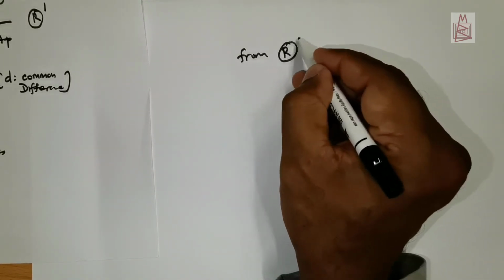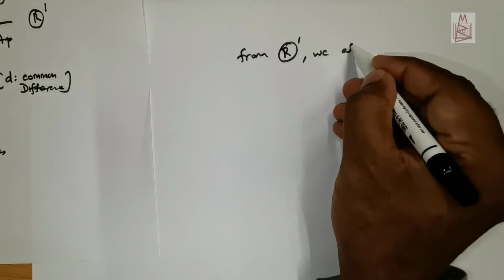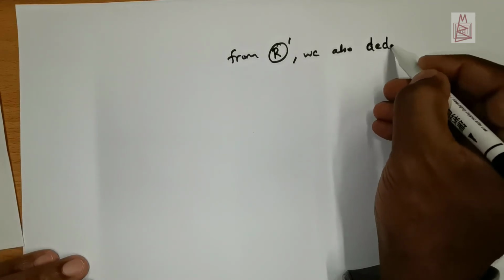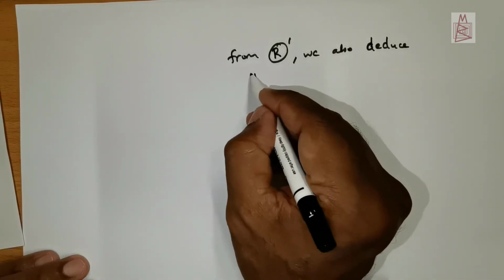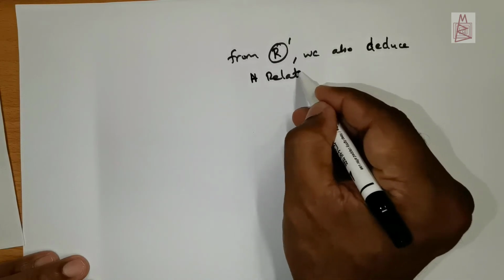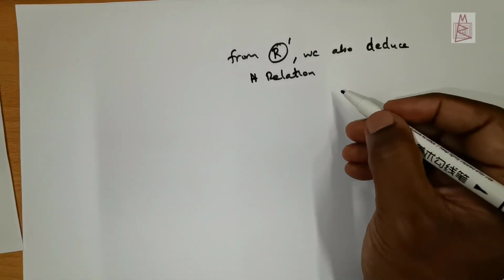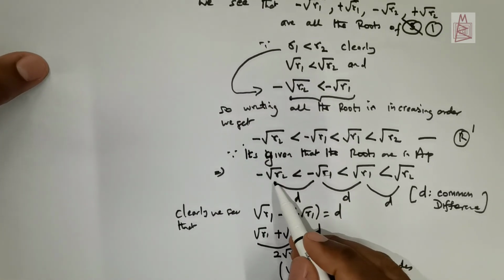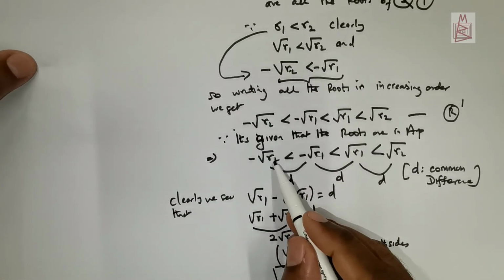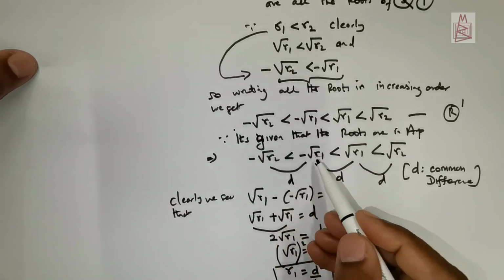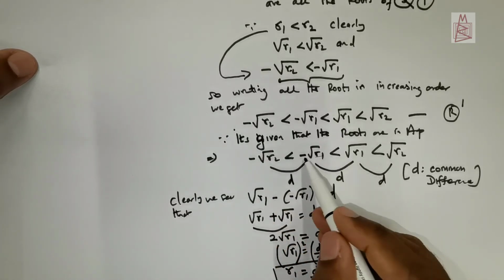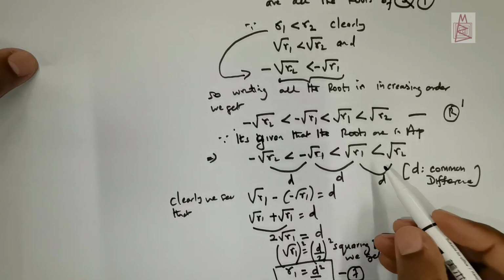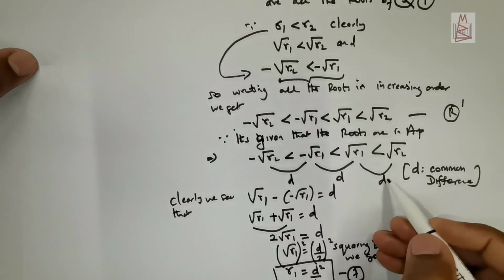From capital R prime, we also deduce a relation. So what is the relation we can deduce? See, clearly if you were to see the distance between the first root, negative root of R2, and negative root of R1 is d. The distance between negative root of R1 and root of R1 is d. And the common difference between root of R1 and root of R2 is d.